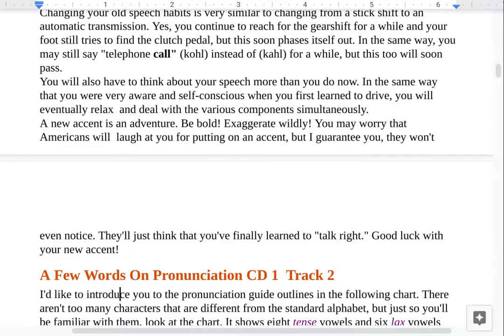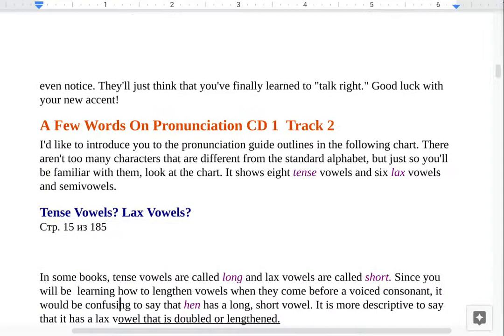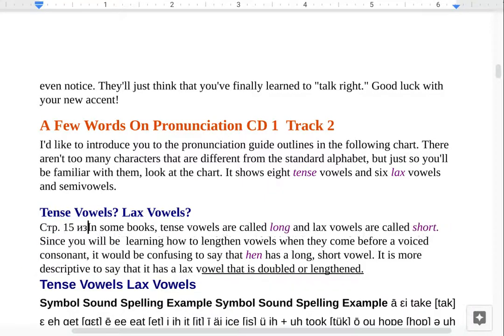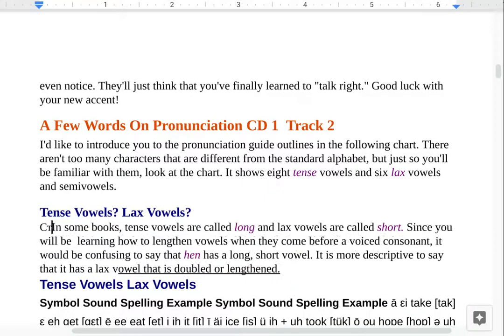A few words on pronunciation. I'd like to introduce you to the pronunciation guide outlined in the following chart. There aren't too many characters that are different from the standard alphabet, but just so you'll be familiar with them, look at the chart. It shows 8 tense vowels and 6 lax vowels and semivowels. Tense vowels, lax vowels. In some books, tense vowels are called long and lax vowels are called short.